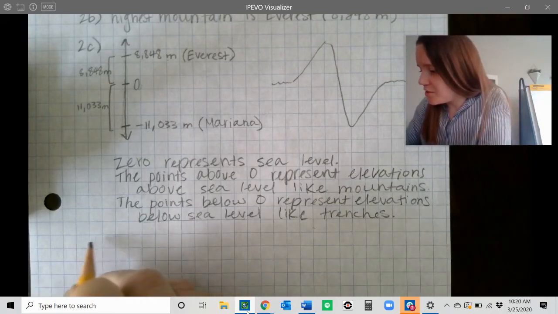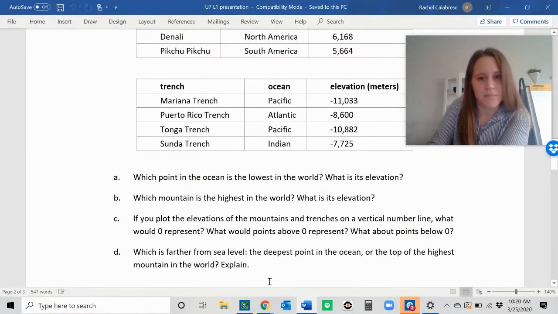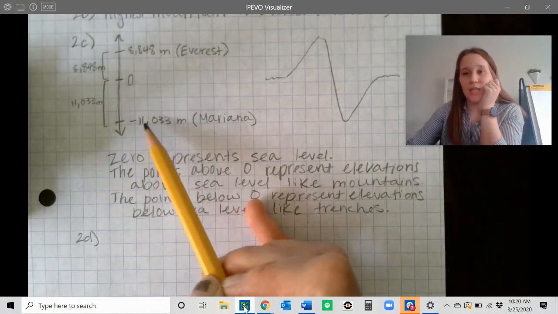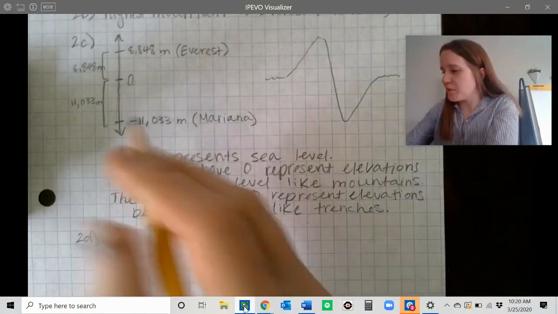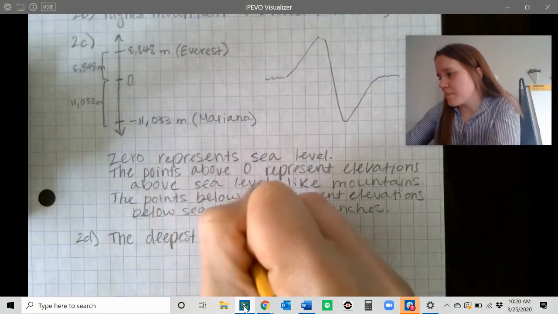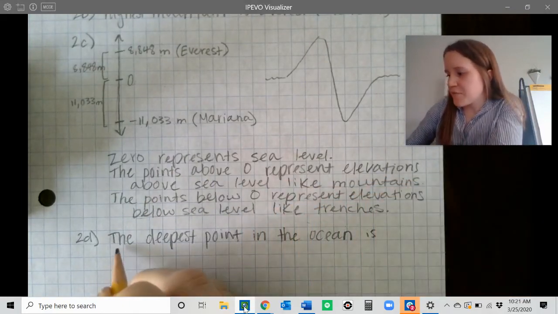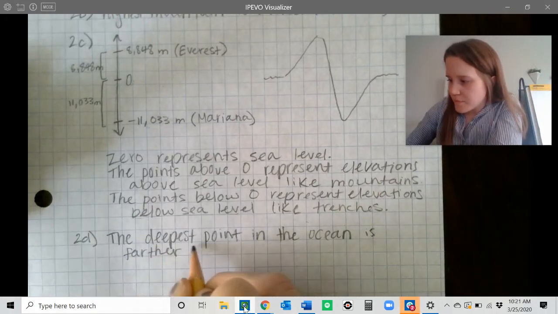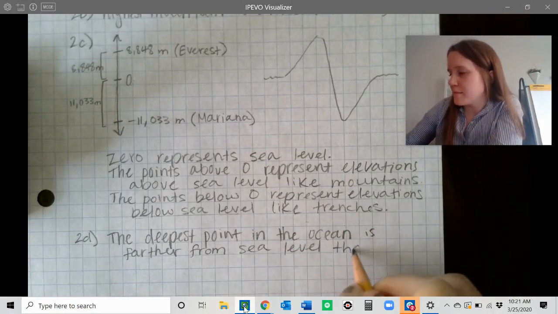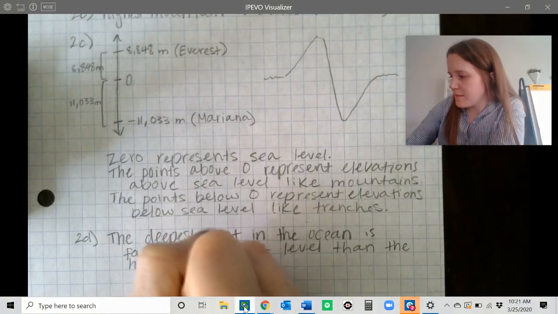All right, let's answer 2D. Let me make sure I have the question right. Which is farther, the deepest point or the top of the highest mountain, and explain. All right, here we go. So I think because this distance is farther, the deepest point is farther from sea level than the top of the mountain. So here we go. The deepest point in the ocean is farther from sea level than the highest mountain.